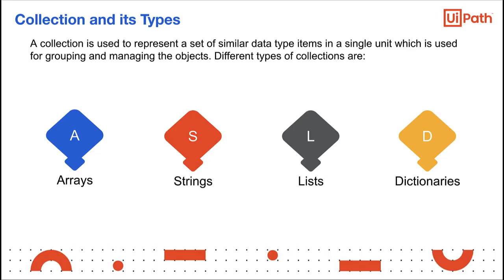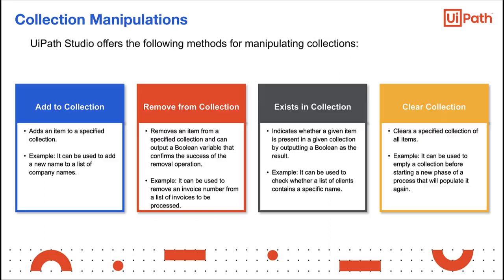Arrays and strings have been discussed previously, and today's lecture will be more about lists and dictionaries. UiPath Studio offers the following methods for manipulating collections. Add to collection adds an item to a specified collection. For example, it can be used to add a new name to a list of company names.